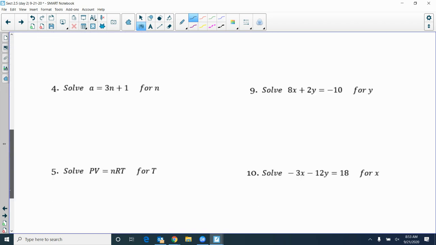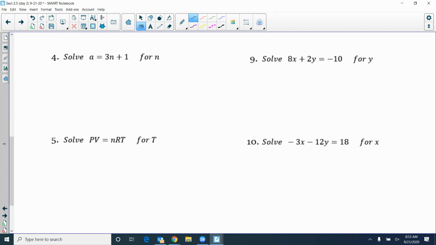Take a look at 9 and 10. Actually, we're going to do those together, because I saw a lot of mistakes on that. Solve it for y. Morgan, what do you think? Tell me the first thing I should do for this one. Divide by 8. Not divide by 8. Subtract 8x, because this is a positive 8x. Don't worry about this plus sign. Subtract 8x because we're solving for y.